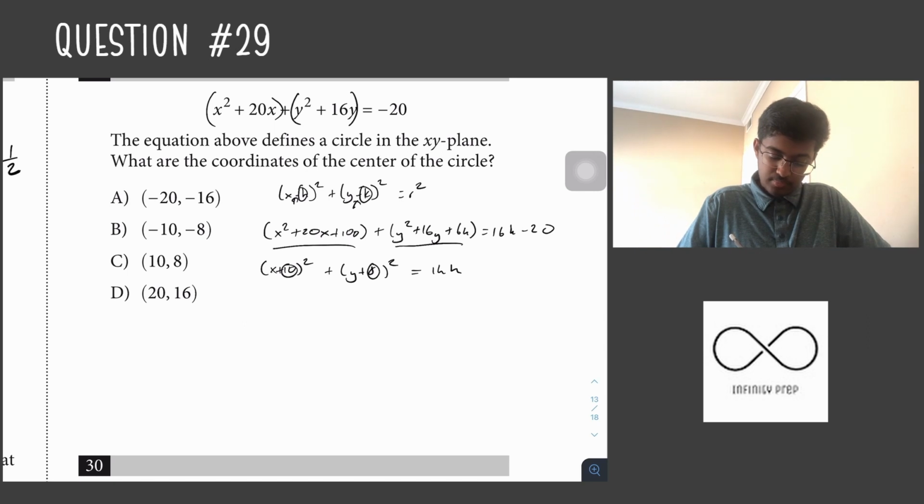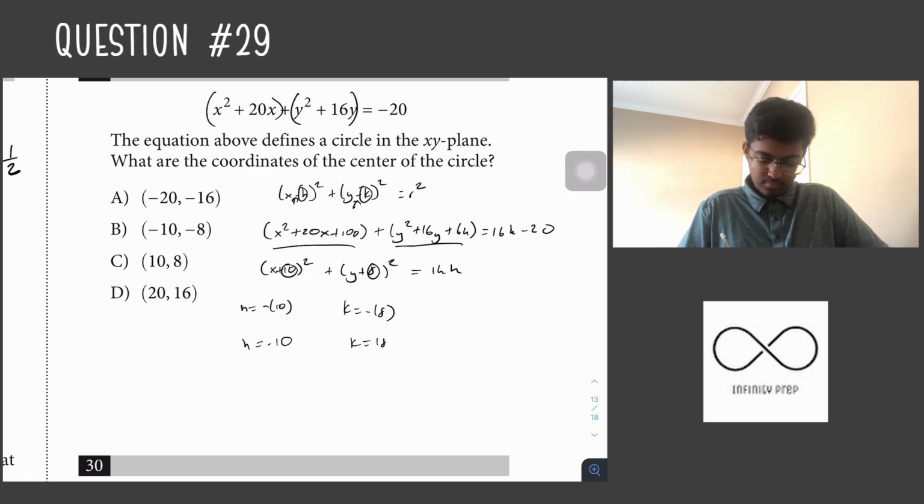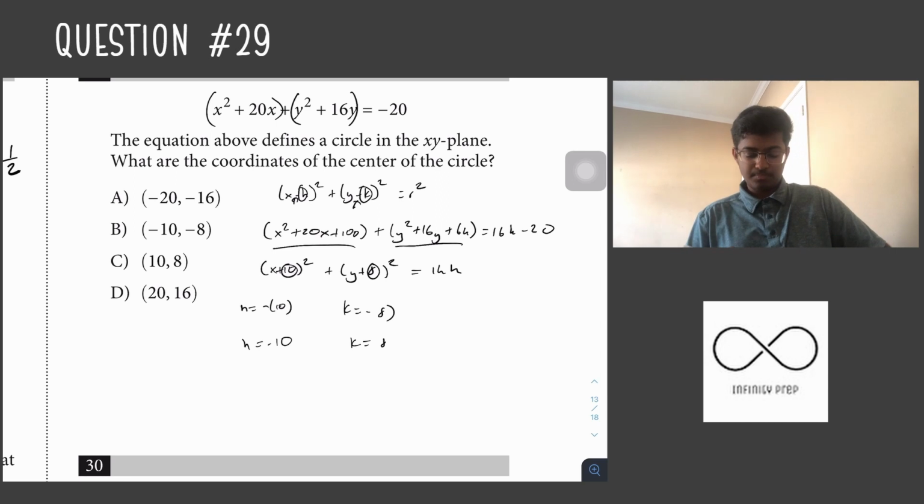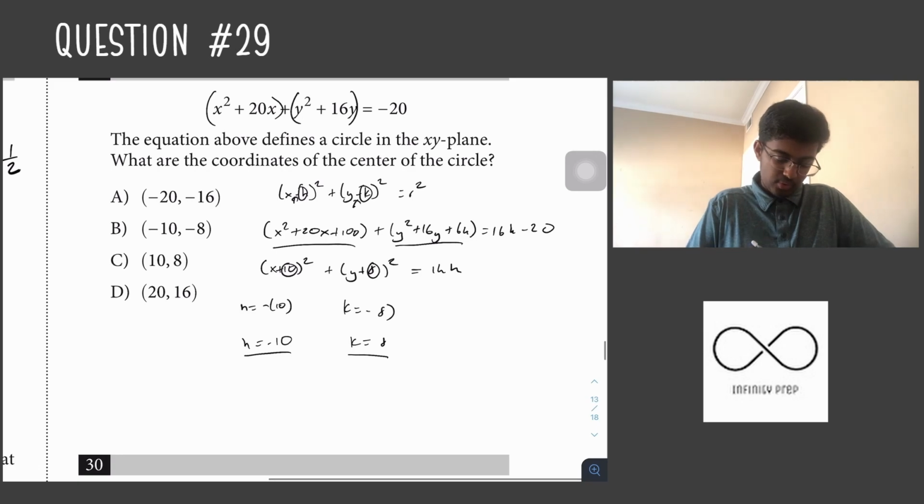So h equals negative of 10 and k equals negative of 8. So h equals negative 10 and k equals 8. So these are our points for the center of the circle, and this corresponds to answer choice B.